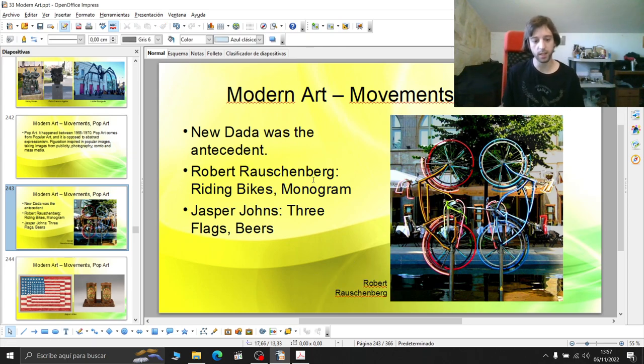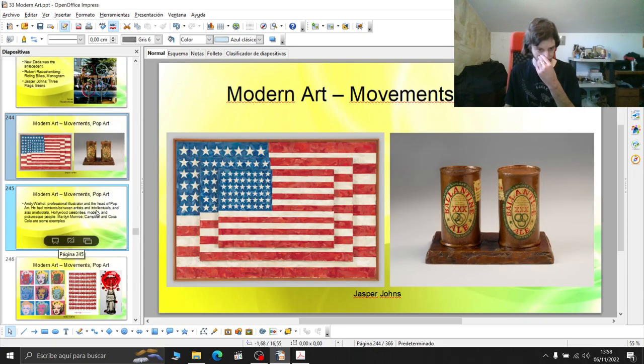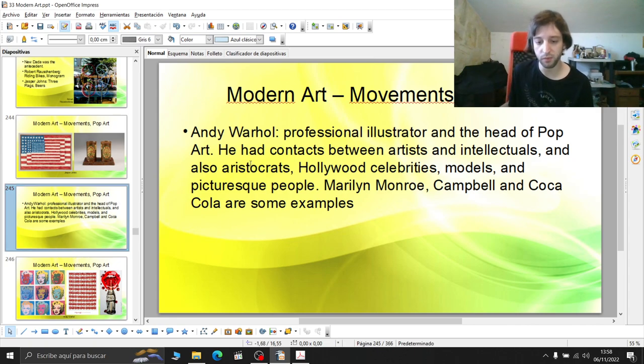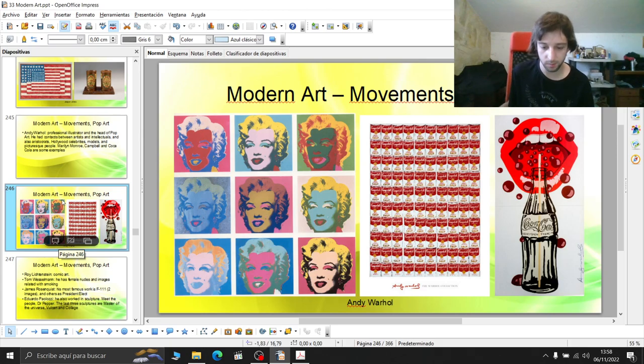New Dada was the antecedent, with Robert Rauschenberg and Jasper Johns. Andy Warhol, professional illustrator and the head of pop art. He had contacts between artists and intellectuals, and also aristocrats, Hollywood celebrities, models, and picturesque people. Marilyn Monroe, Campbell, and Coca-Cola are some examples.